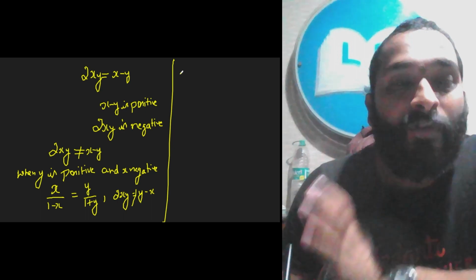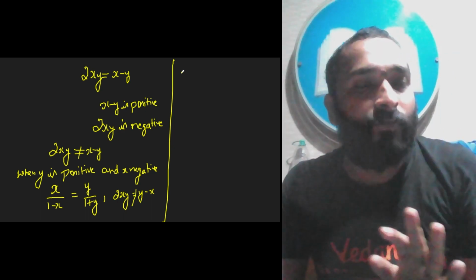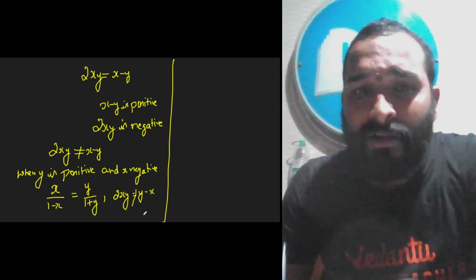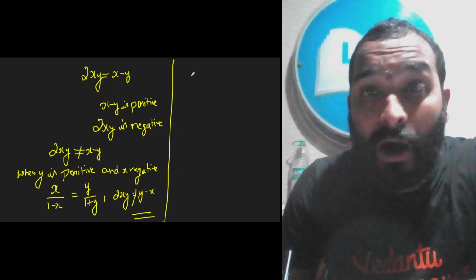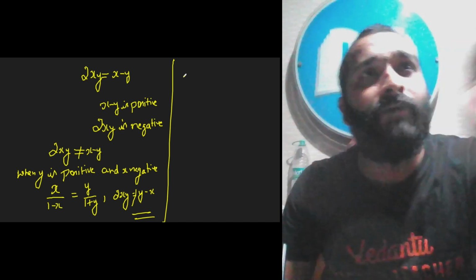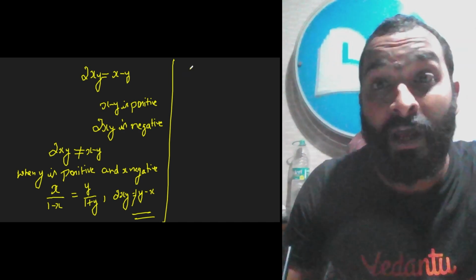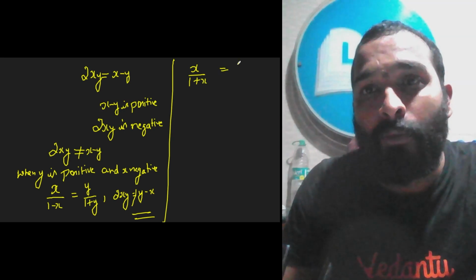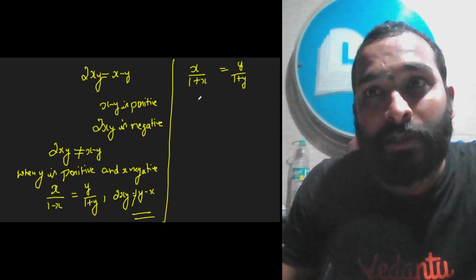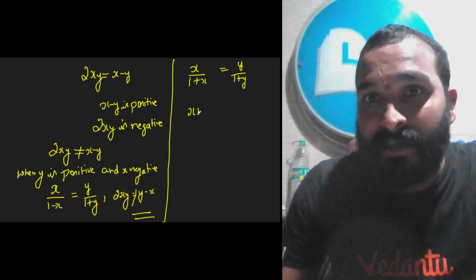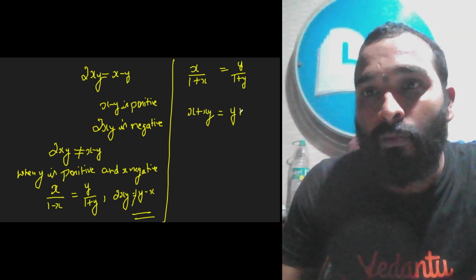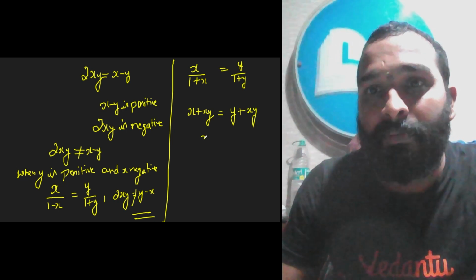That is, you're not getting f of x is equal to f of y, or you're not getting them as equal terms, correct? So both these cases can be ruled out. Now, what are the cases left? When x and y are both positive, and x and y are both negative. In that condition, when x and y are both positive, children, it would become x by 1 plus x is equal to y by 1 plus y, right? In this case, it becomes x plus xy is equal to y plus xy. That means you get x is equal to y.